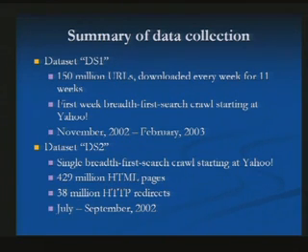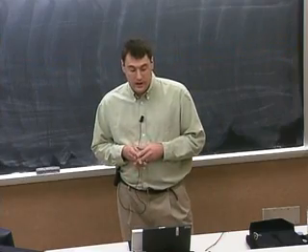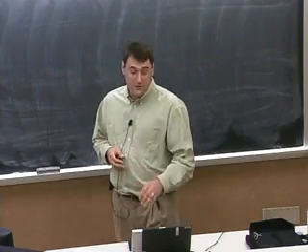The second data set, or DS2, was the result of a single breadth-first search crawl starting at Yahoo, and it contained 429 million HTML pages, as well as 38 million HTTP redirects that we followed. This took place between July and September of 2002.